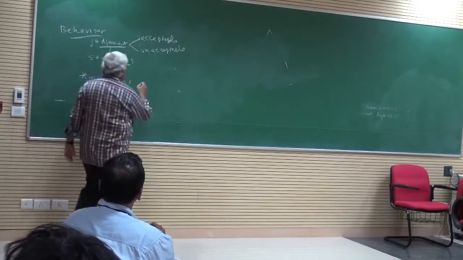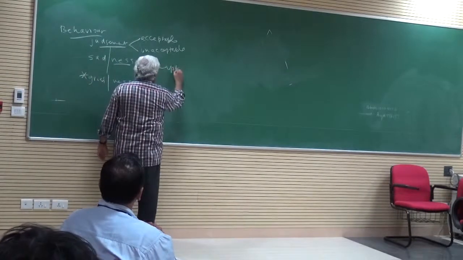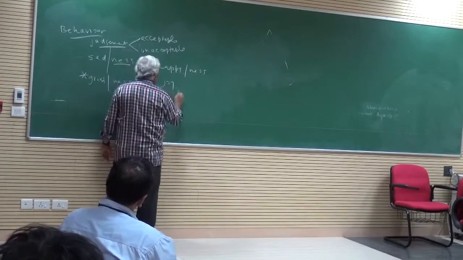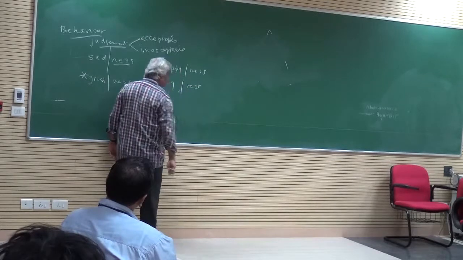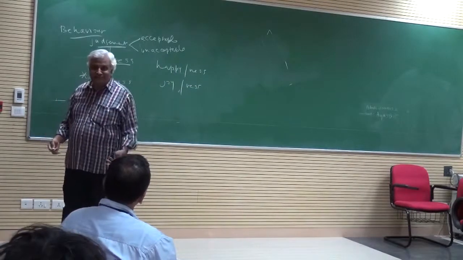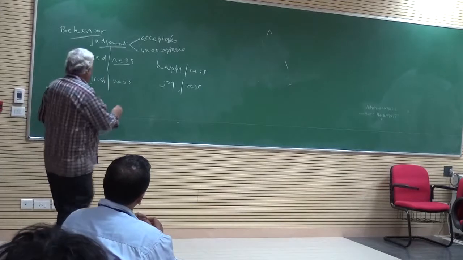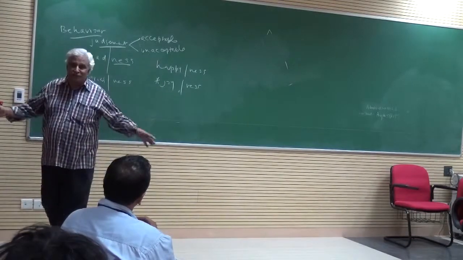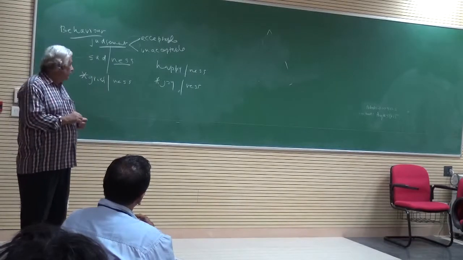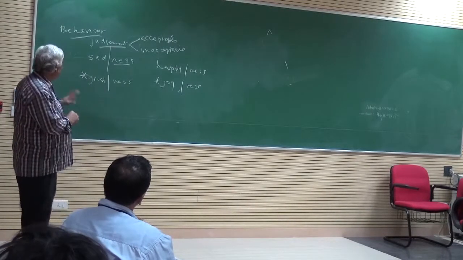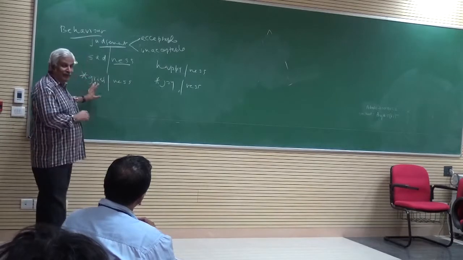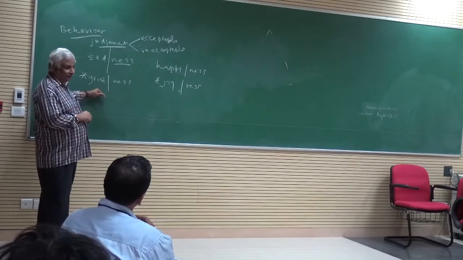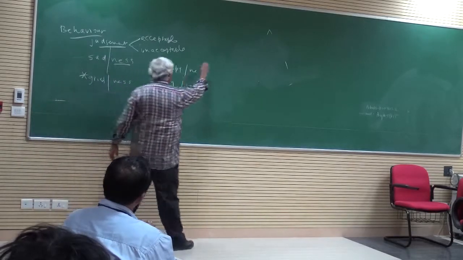The same way you have happy, and you can attach ness to it, you get happiness, but you have joy, and you attach ness, and you don't. Joyness is unacceptable. Okay, and you can collect a large number of these experimental asymmetries, and the question is, how do you explain this? Linguists explain things by constructing, as I said, representations and laws. So let me show you how we do that.